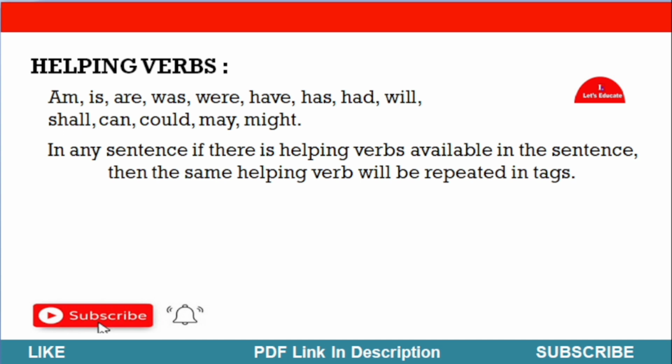Now, what is the tag? Tag is the part after your comma. I will show you the example afterwards. Let's just listen to what I am saying. When in any sentence, if you find any helping verb like am, is, are, was, were, have, has, had, will, shall, these are the helping verbs. If you find these helping verbs in any sentence, you will directly use those helping verbs in your question tag. Am I clear?